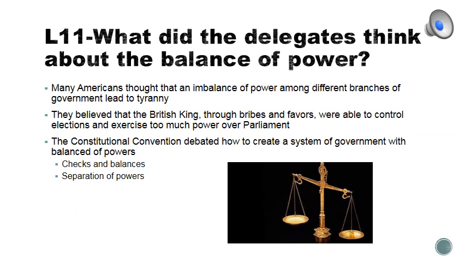Okay, so what did the delegates think about the balance of power? Many Americans thought that an imbalance of power among different branches of government led to tyranny. Tyranny was on the minds of several of the founders because they all lived under a tyrannical government of the British king. They believed that the British king, through bribes and favors, was able to control elections and exercise too much power over Parliament.